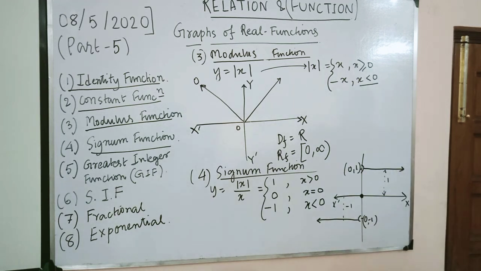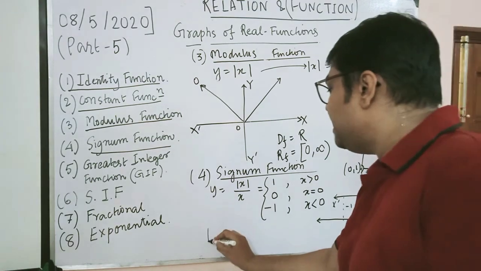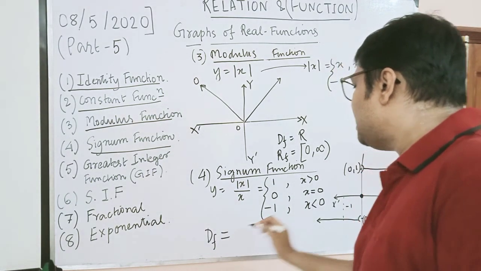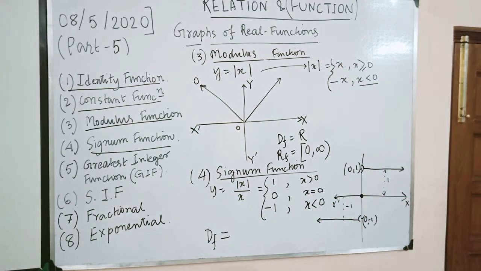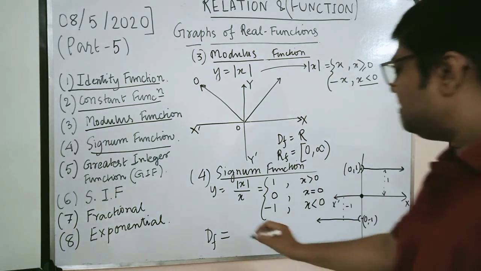So this is the graph, and this point is also taken. So x equals 0, the function value is 0. So here what will be the domain? Domain means you can put anything, right? You can put 0, you can put greater than 0, you can put lesser than 0. That means basically you can put all values for x.